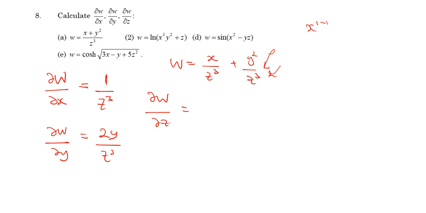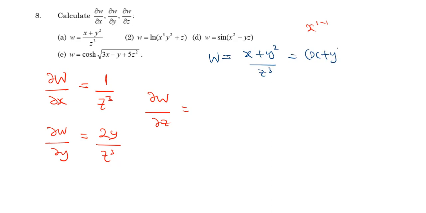So I get relating to the original one, the way it is written. You have w being written as x plus y squared over z cubed. This of course can be written as x plus y squared, then this z here I can just write as z to the power of negative 3, like that.